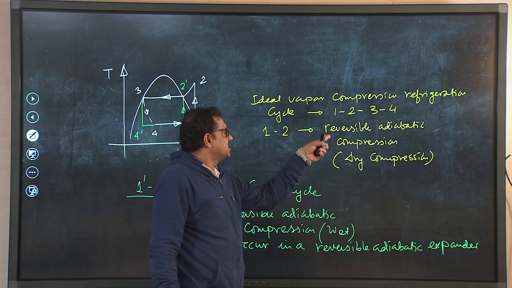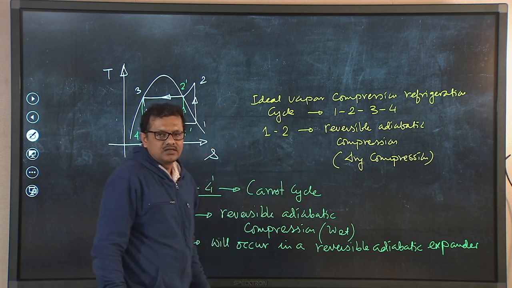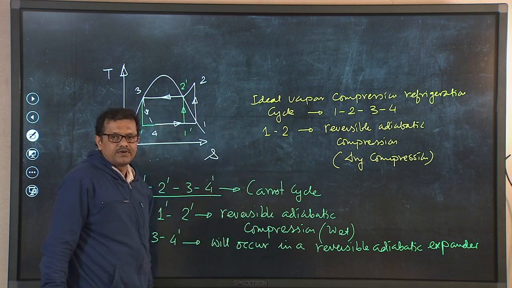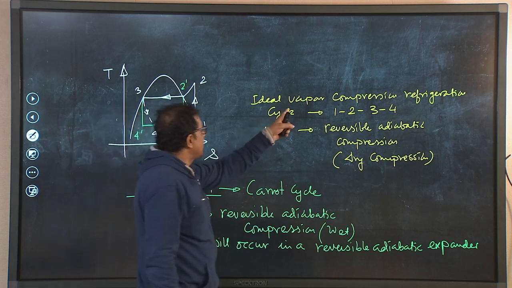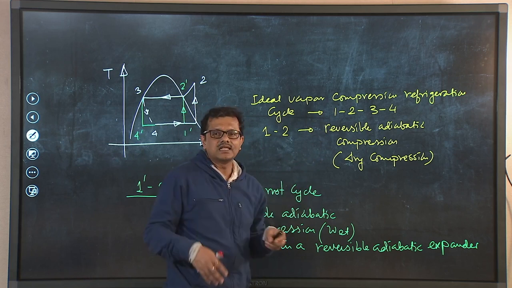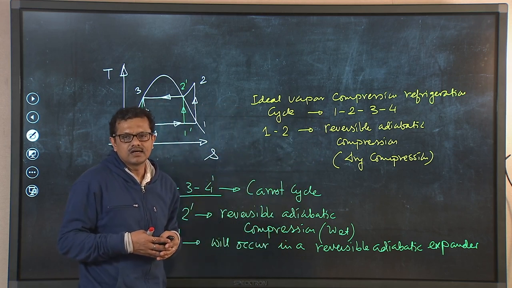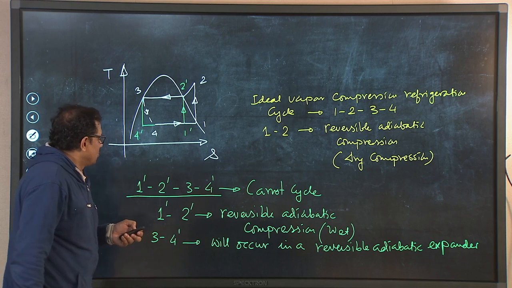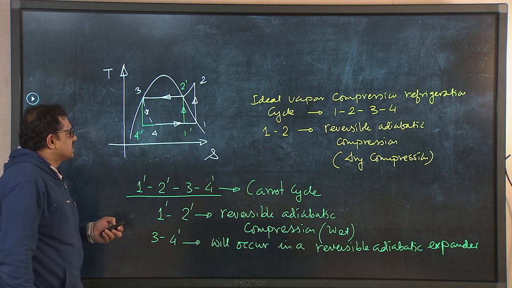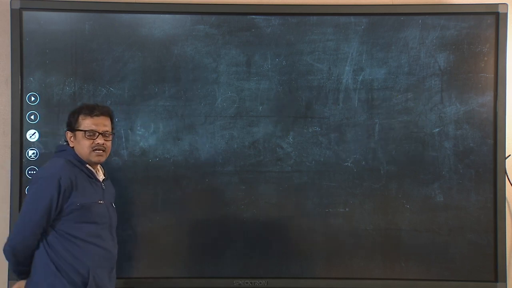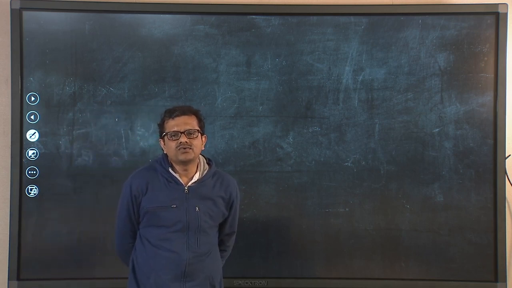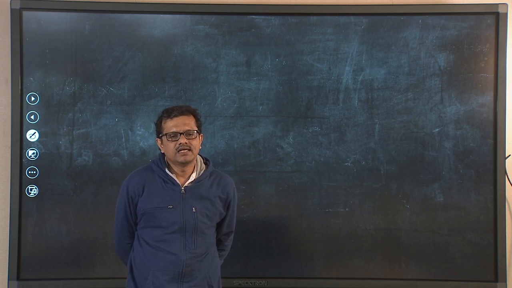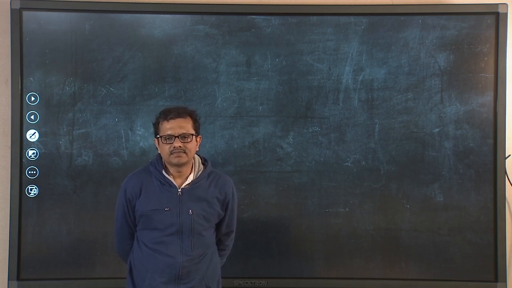and rather dry compression, that is, 1 to 2, is preferred, and that is why a variant of the cycle, the ideal vapor compression refrigeration cycle, is preferred over the Carnot cycle. So, now with this, let us discuss essentially what we are looking for by studying this particular cycle.